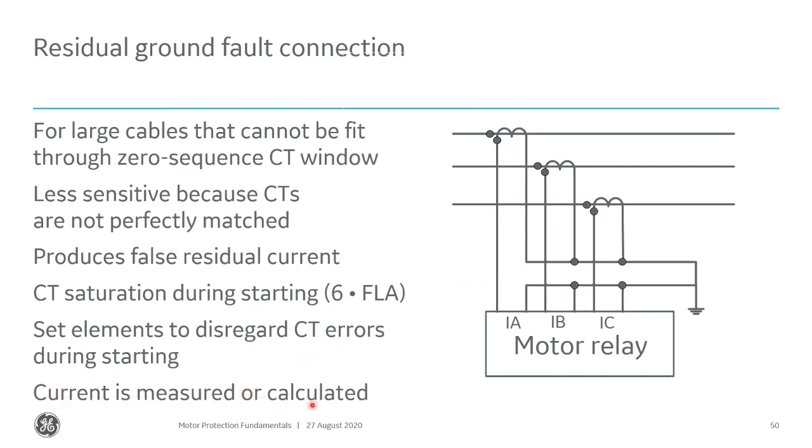Current can be measured or calculated, and again, this is showing a connection where we only have IA, IB, and IC connected to the relay, but you could, from a connection here, derive this neutral current and run it through the relay as well to get you an actual measured residual current.